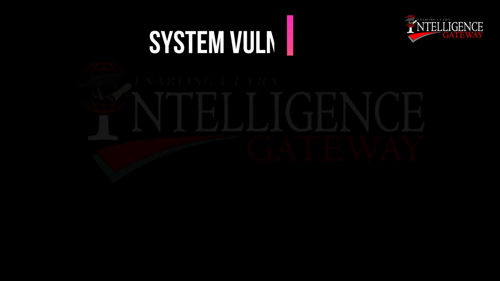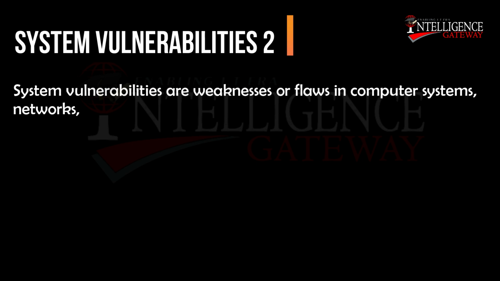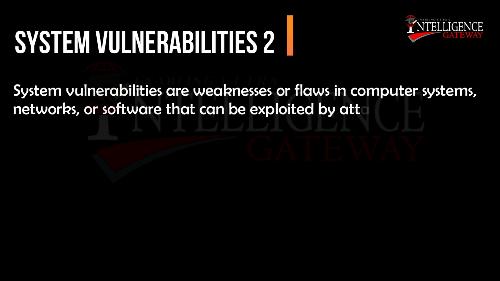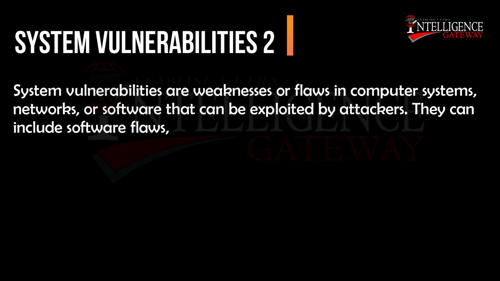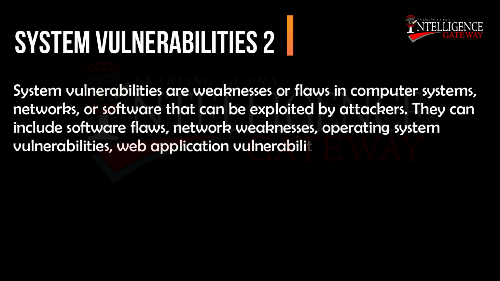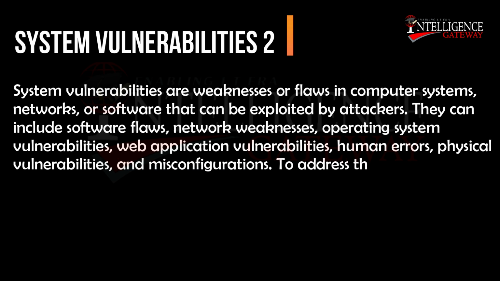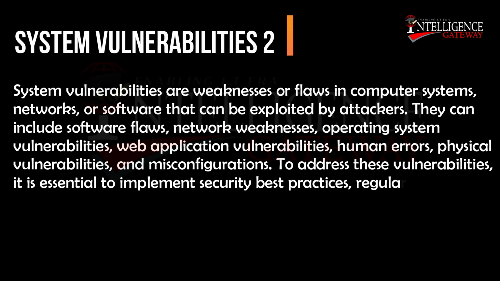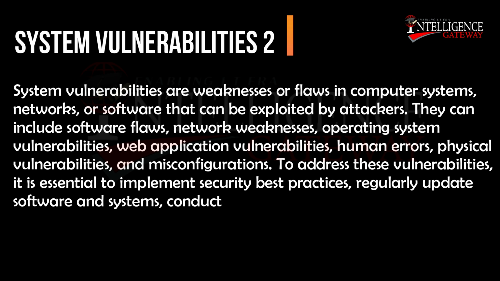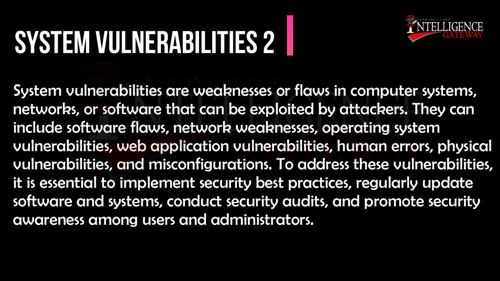System vulnerabilities 2. System vulnerabilities are weaknesses or flaws in computer systems, networks, or software that can be exploited by attackers. They can include software flaws, network weaknesses, operating system vulnerabilities, web application vulnerabilities, human errors, physical vulnerabilities, and misconfigurations. To address these vulnerabilities, it is essential to implement security best practices, regularly update software and systems, conduct security audits, and promote security awareness among users and administrators.